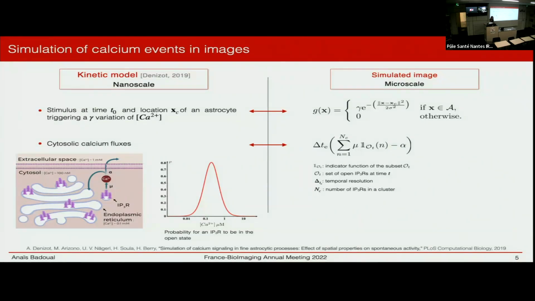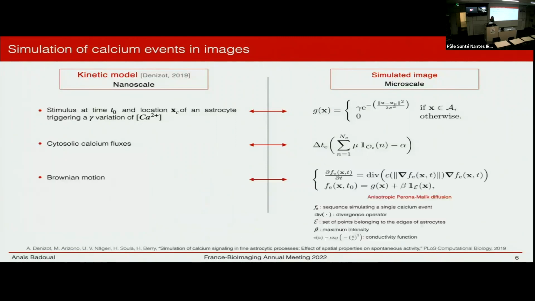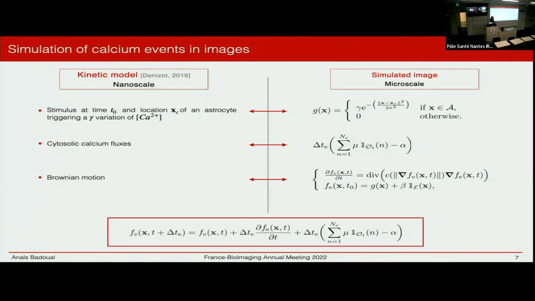In our image, we model those calcium fluxes with this formula here on the right, where delta TE is the temporal resolution that we use to simulate our calcium event. And the last thing that we have to take into account is the fact that in the cytosol, calcium ions diffuse with Brownian motion. And we model this in our image using an anisotropic peronomallic diffusion, which is actually an isotropic diffusion, but which is maintained inside the astrocytes. And at the end, when we combine all those contributions, we simply obtain this formula here.